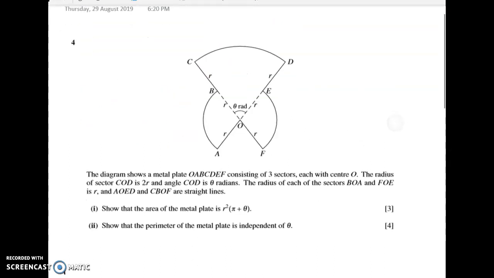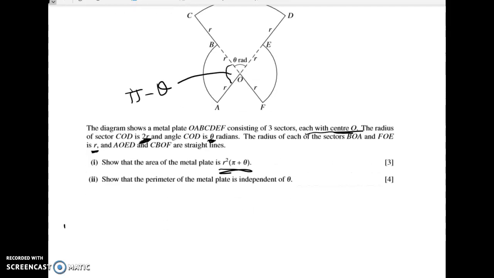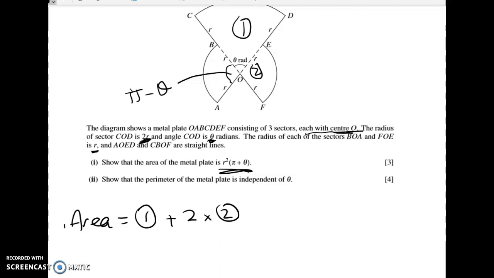We've got a metal plate, and it consists of 3 sectors, as we saw, each with centre O. The radius of the big one is 2r, and the angle is theta, and the radius of the other sectors is r. And we've already figured out that this angle here is pi minus theta. So we have to find the area of the metal plate and show that it's equal to this. So the area is going to equal the area of the big sector plus 2 lots of the little one.